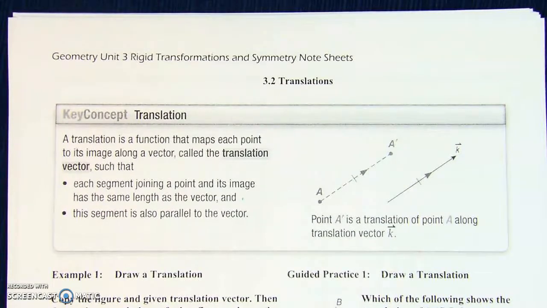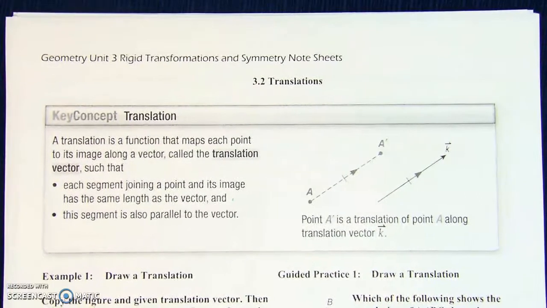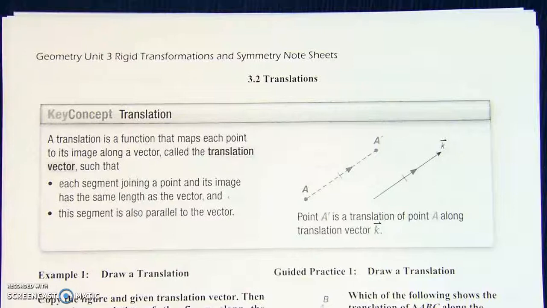Okay, so today we're talking about what are called translations. We'll read the definition here, and then I will put it in my terms. Hopefully that makes it a little easier for you to understand. It says a translation is a function that maps each point to its image along a vector, called the translation vector, such that each segment joining a point and its image has the same length as the vector, and this segment is also parallel to the vector.